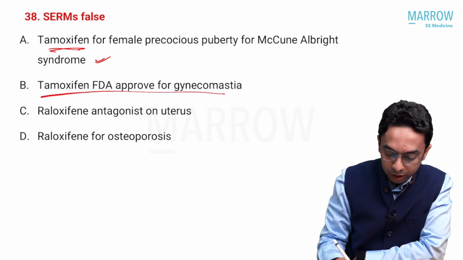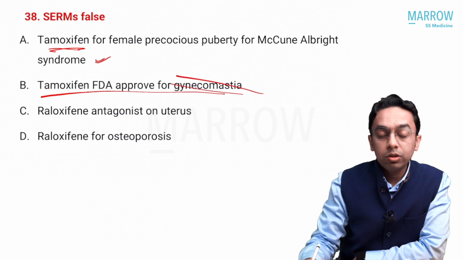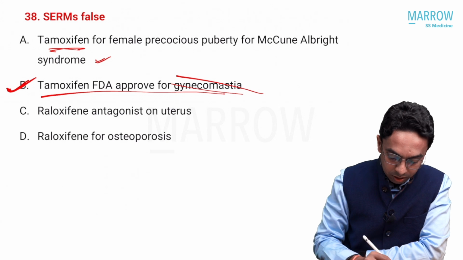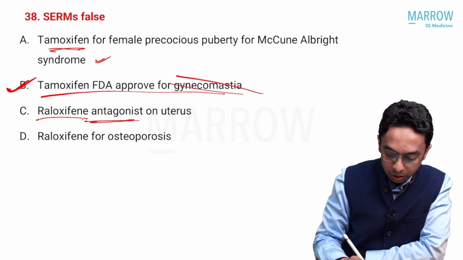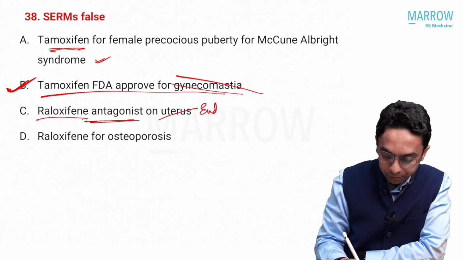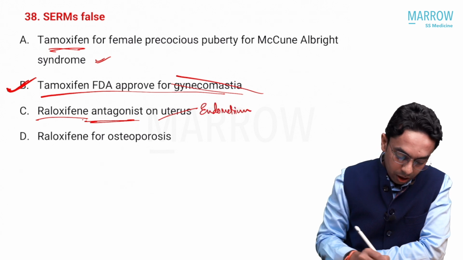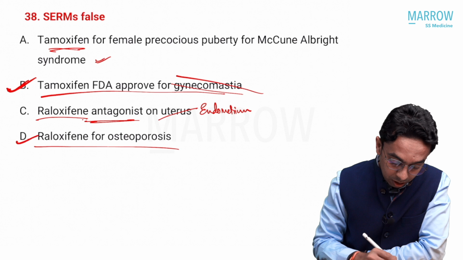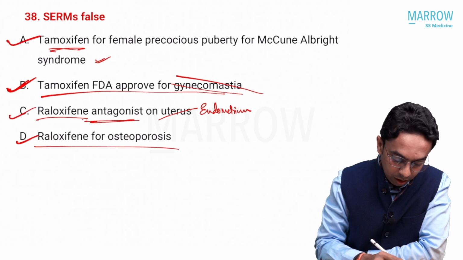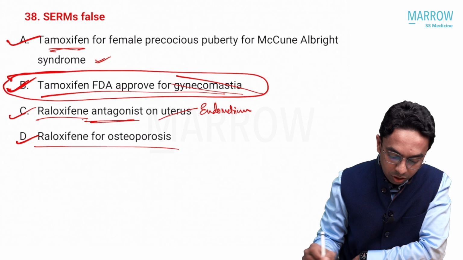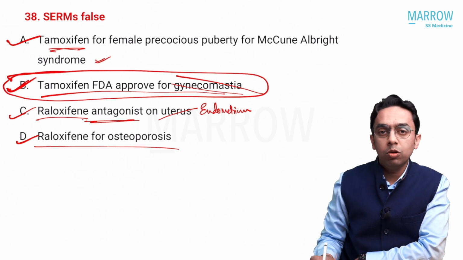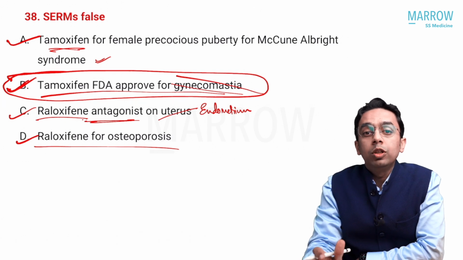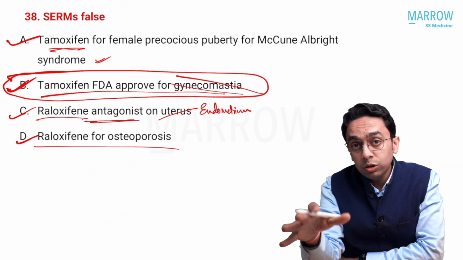But yes, it is correct here. Tamoxifen is approved for gynecomastia? No, it is not approved for gynecomastia. It is approved for breast carcinoma. So the false statement is this. Yes, raloxifene is an antagonist on the uterus; better to say endometrium. And raloxifene can be used for osteoporosis. Yes, it is FDA approved for this. So these three statements are correct, and our answer is that tamoxifen is not FDA approved for gynecomastia. Yes, but we do use it for gynecomastia at 10 to 20 mg. We should look for hepatic dysfunction in those patients.